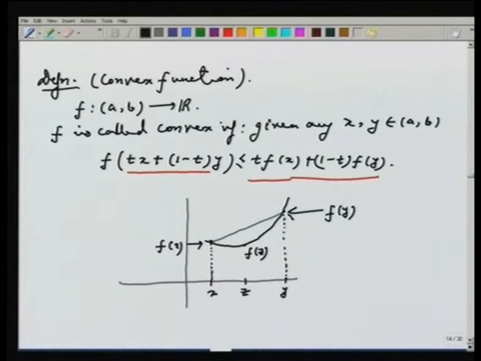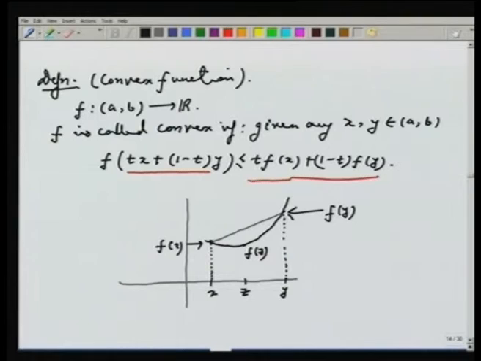That is, given any 2 points, you look at the graph of the function, then at the points x, f x and y, f y, look at those 2 pair of points, join them by a line, then the graph of the function lies below that line. That is what the definition of convexity says.